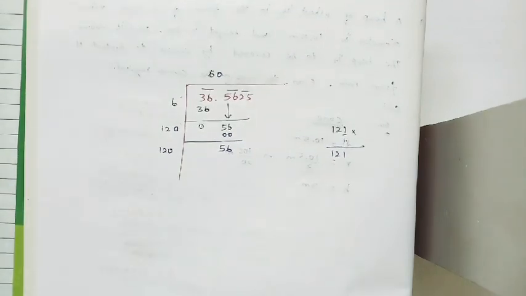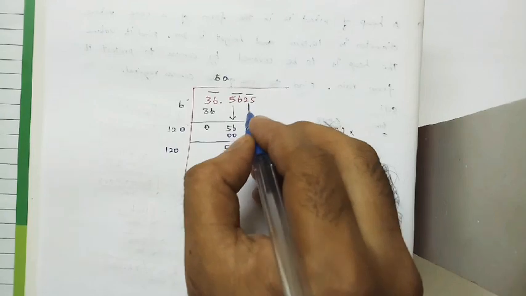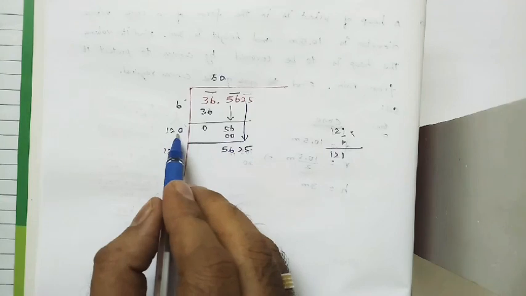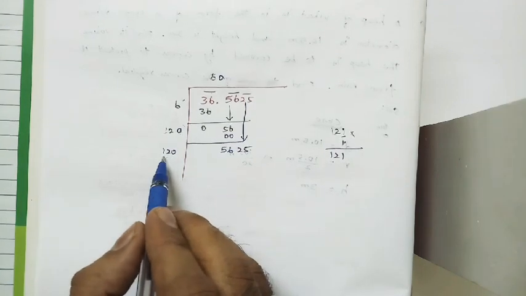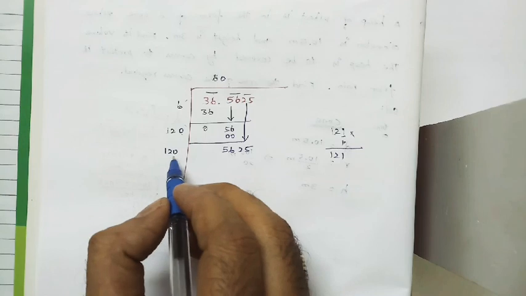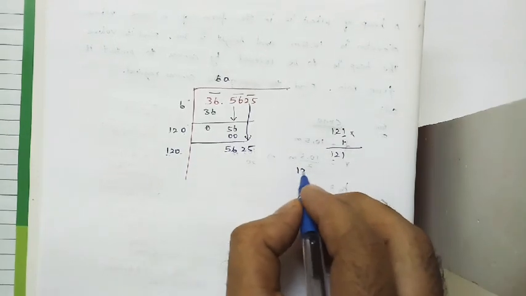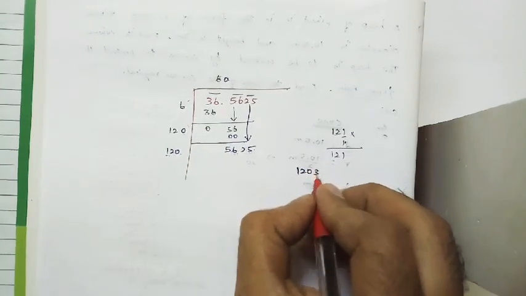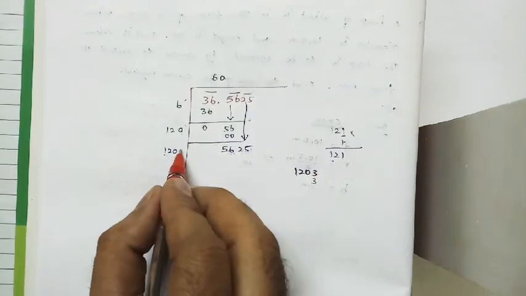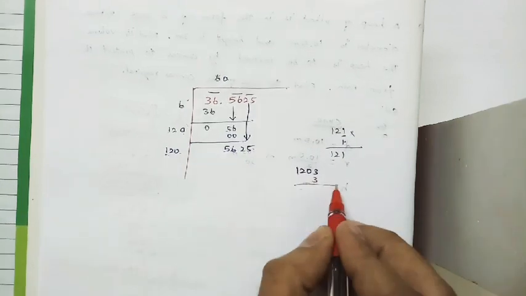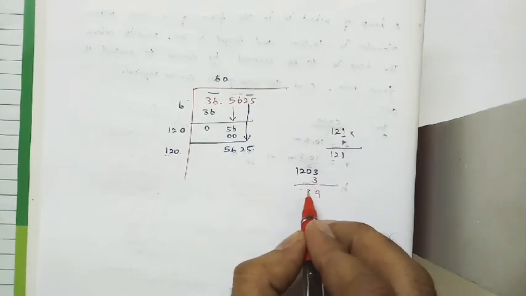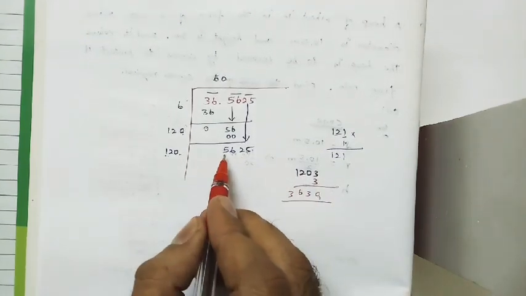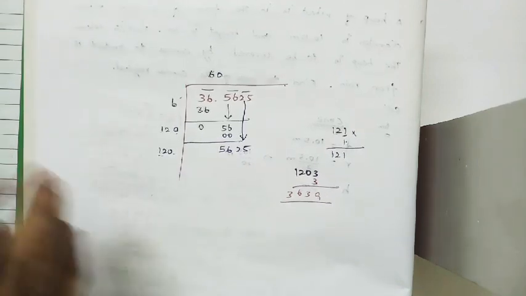Next we want to bring down the next two digits, 25, right? The same thing, whatever number we are using here, by the same number only we want to multiply. So I'm just taking 3, so 120 will become 1203, right? And we want to multiply by 3 only. So 3 3s are 9, 3 zeros are 0, 3 twos are 6, 3 1s are 3: 3639. But here what we are having is 5625. So still we can take one more number.